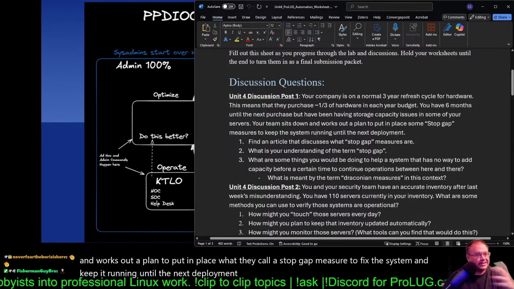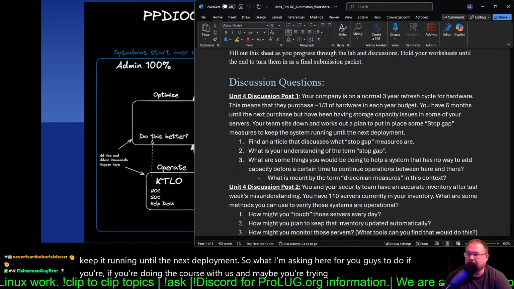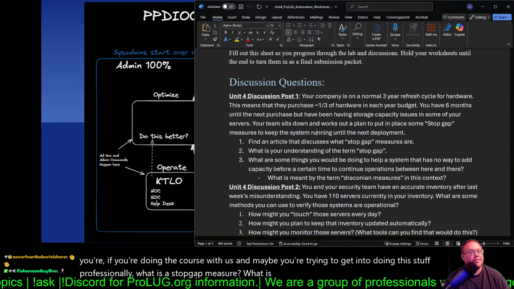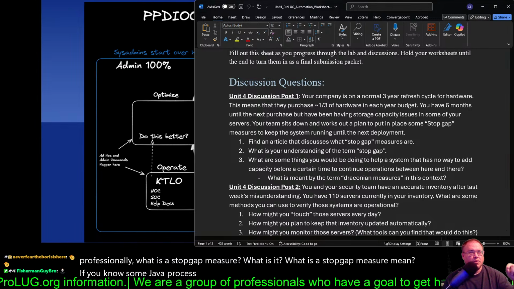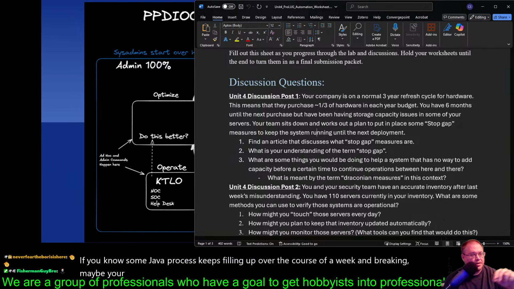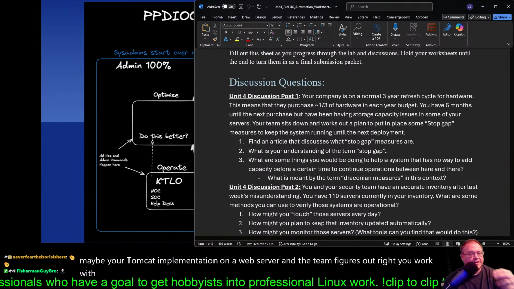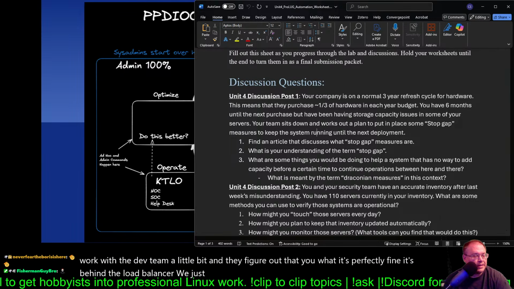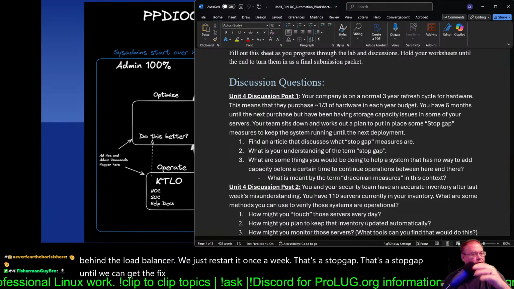So what I'm asking you to do, if you're doing the course with us and maybe trying to get into doing this stuff professionally, is: what is a stopgap measure? What does a stopgap measure mean if, say, some Java process keeps filling up over the course of a week and breaking your Tomcat implementation on a web server? You work with the dev team a little bit, and they figure out that it's perfectly fine, it's behind a load balancer, we just restart it once a week. That's a stopgap, until we can get the fix implemented.